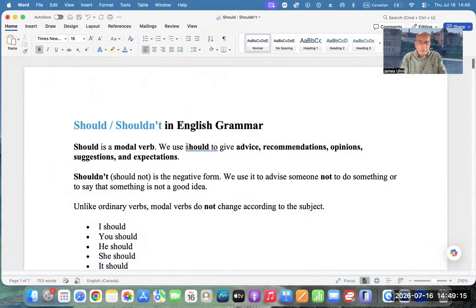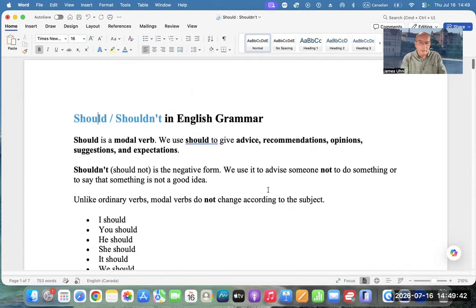We use should to give advice, recommendations, opinions, suggestions, and expectations. Shouldn't, should not, is the negative form of should. We use it to advise someone not to do something or to say that something is not a good idea.